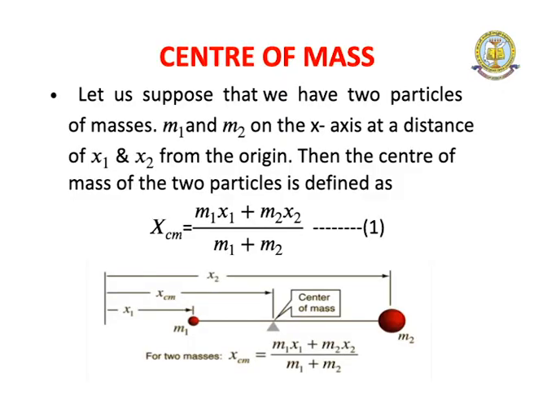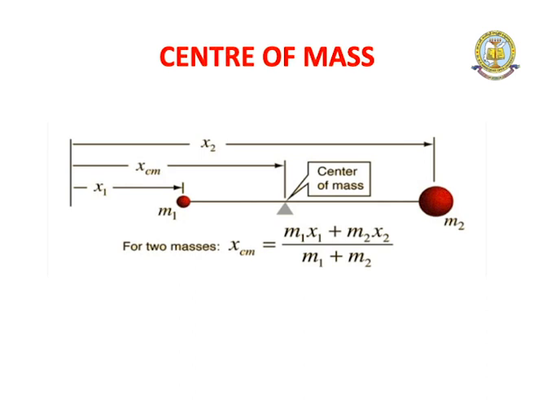Let us consider any two particles of masses m1 and m2 on the x-axis at distances x1 and x2 from the origin, and the center of mass of the two particles is shown in this figure. So, this is the origin point, and these are the m1 and m2 particles. From the origin, the first mass m1 is at distance x1 and the other mass m2 is at distance x2. The center of mass is here, and this is the symbol xcm, the distance from the origin to the center of mass. So, you can define the xcm.